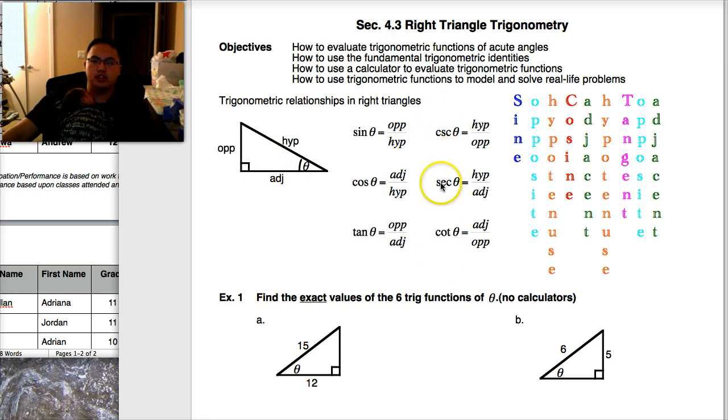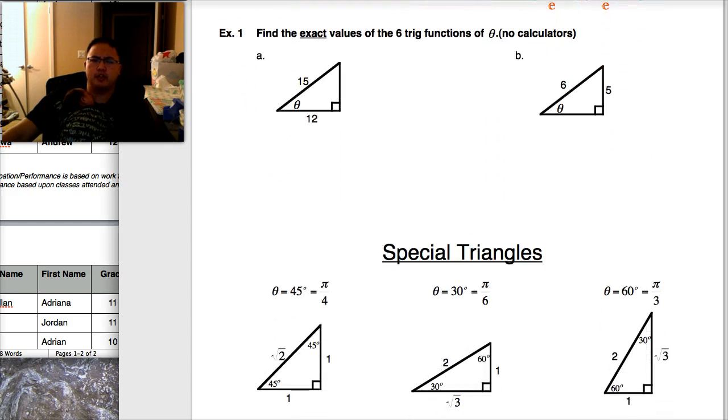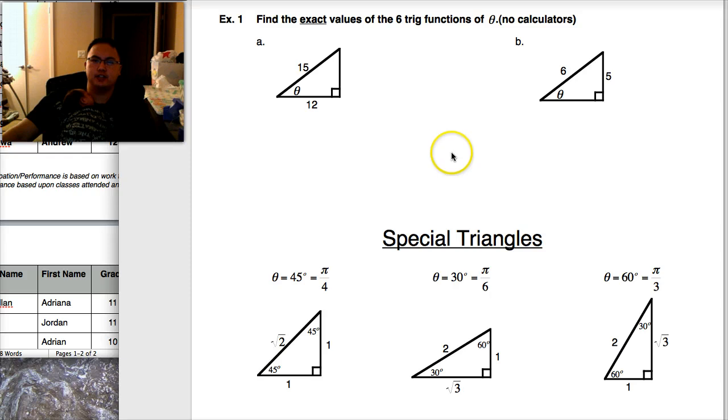The other three that you need to know, that we've practiced a little bit, are cosecant, secant, and cotangent. To make it simple, I'm just telling you to just flip its partner. Cosecant and sine are partners, so whatever sine is, just flip it. Whatever cosine is, just flip it and you get secant. Whatever tangent is, just flip it and you get cotangent. So let's see a couple examples of how to find these trig functions.